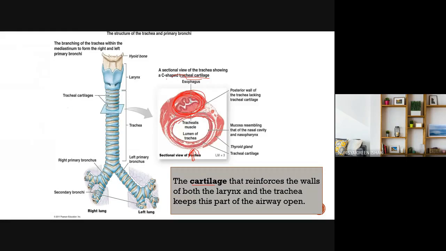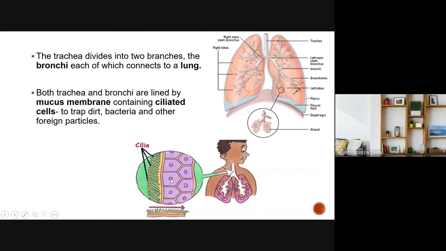So from the trachea, it leads to the left and right primary bronchus, and from the bronchus into the bronchioles, into the right and left lungs. So the trachea divides into two branches, which are the bronchi, each of which connects to a lung. So you have the right lung and the left lung. As you can see, the right lung here has 3 lobes: 1, 2, 3. As for the left lung, it has 2 lobes.